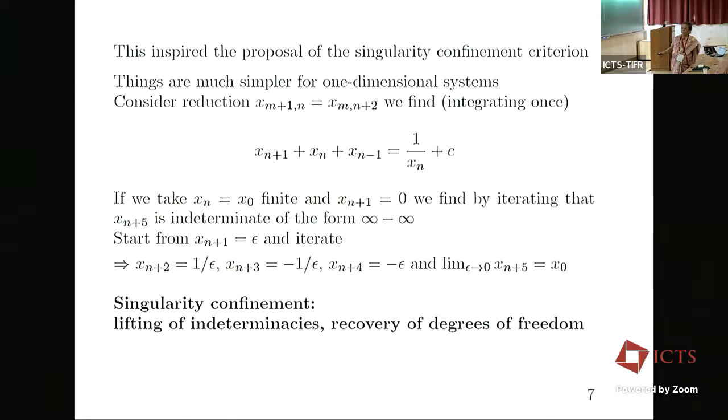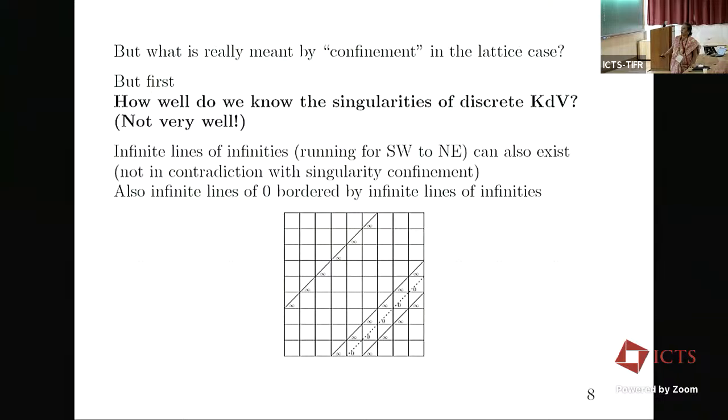Here the singularity appears and continues. It is disappearing, but the initial condition is not retrieved. So we go for one more iteration. Now we are retrieving the initial condition. In singularity confinement, two concepts are very important: lifting the indeterminates and recovery of degrees of freedom. In other words, the initial condition is retrieved. But what is really meant by confinement in the lattice case? That is our question.